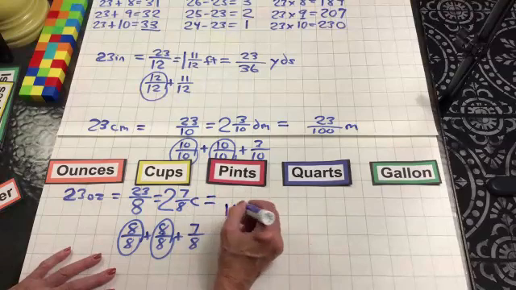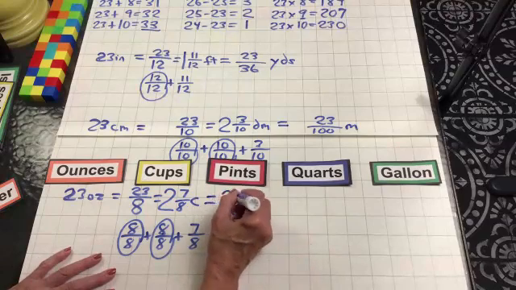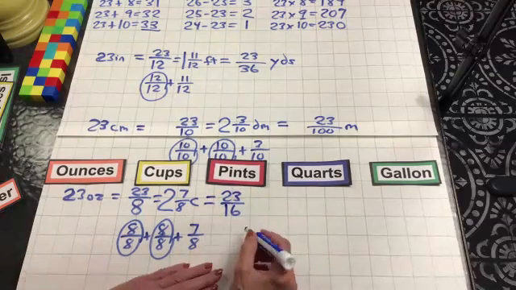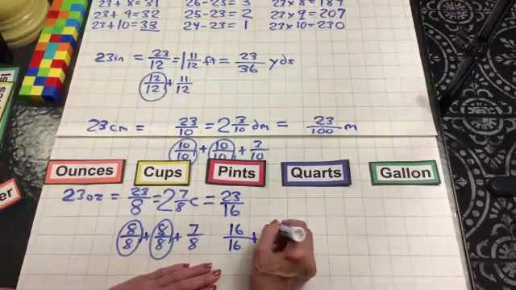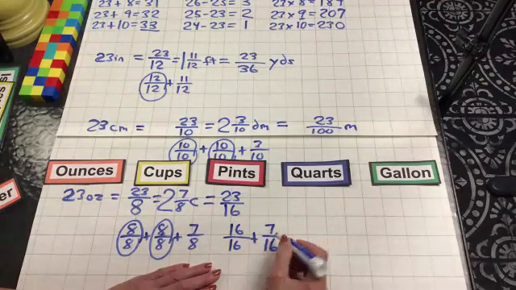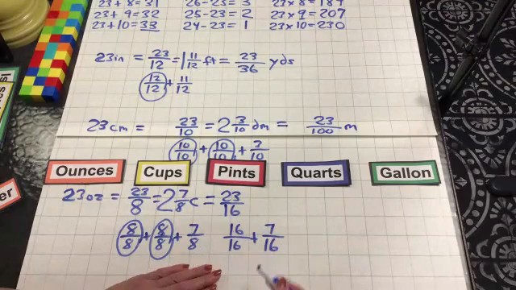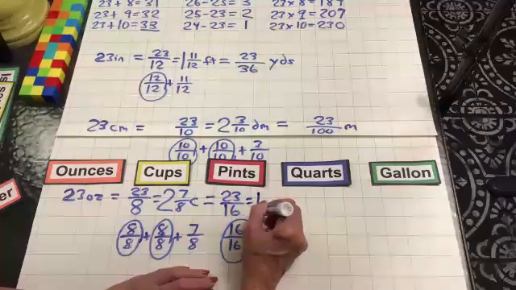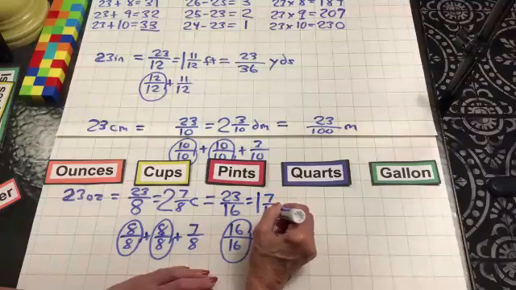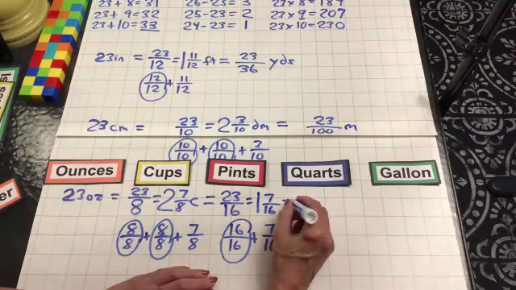All right, let's go on to pints. It takes 16 ounces to make a pint. We've got 23, so let's break that one up. 16 over 16 plus 7 over 16. 16 plus 7 is 23. So we've got all of our ounces covered. We see we have 1 whole pint with 7/16 left over. Let's give it an equal sign.